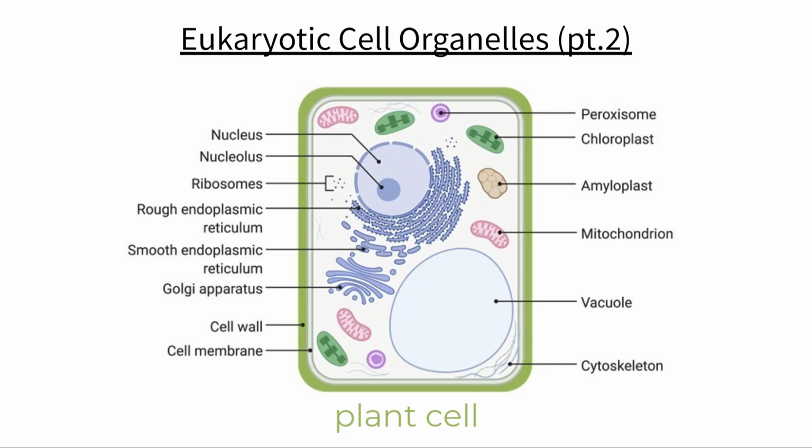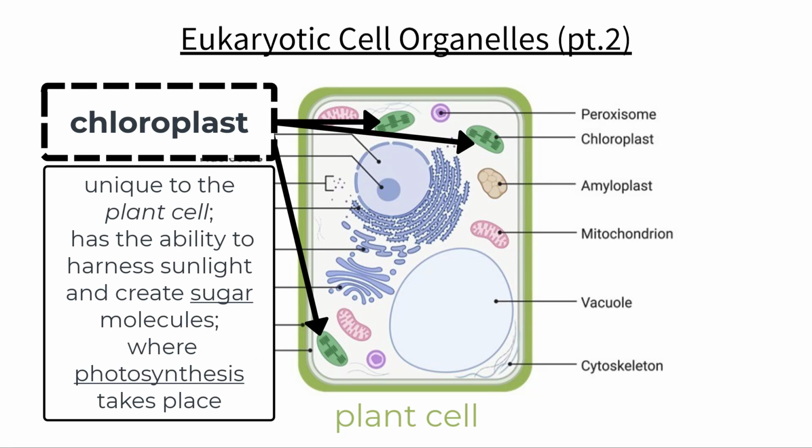Let's highlight a few other important organelles, starting with the chloroplast. The chloroplast is a structure that is unique to the plant cell. This structure has the ability to harness sunlight and create, through a long and complicated process, sugar molecules. This, in essence, is where the process of photosynthesis takes place, which we will discuss in greater detail in topic 2.